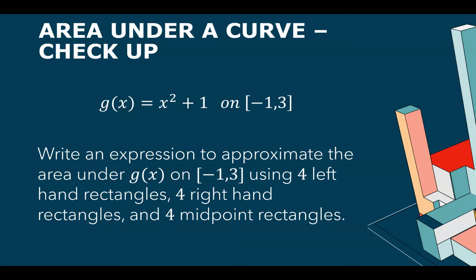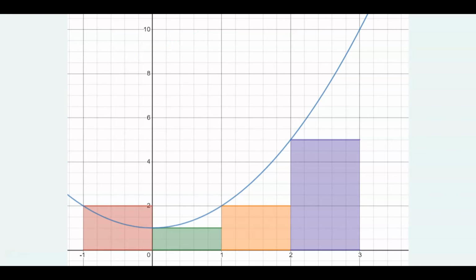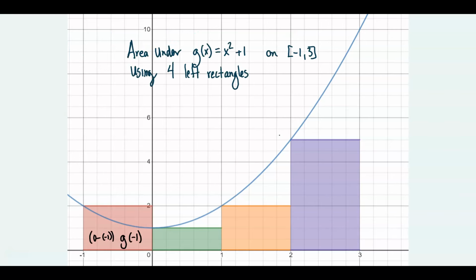Let's go back. It says write an expression to approximate the area. I don't really feel like approximating. It didn't say approximate the area. It said write an expression that could be used to approximate. Okay, so what are we going to write for the width of that green rectangle? Well, 1 minus 0, and we're finding the height at the left endpoint, 0, so 1 minus 0 times g of 0. What about this orangey rectangle? That's a width of 2 minus 1 times a height g of 1. And that last purple rectangle, that's a width of 3 minus 2 times a height g of 2.